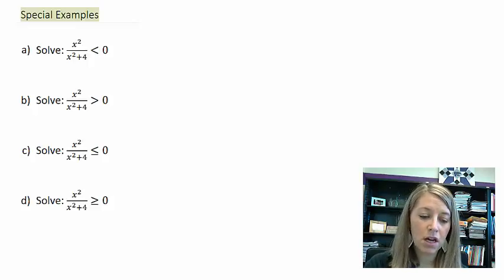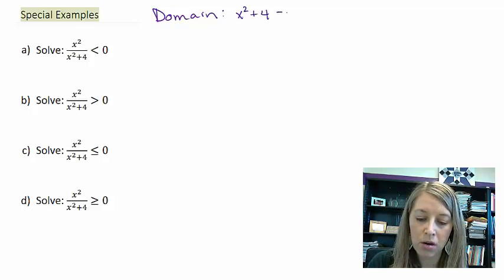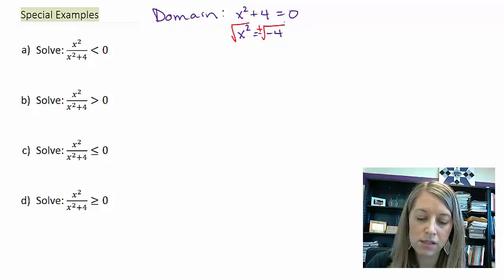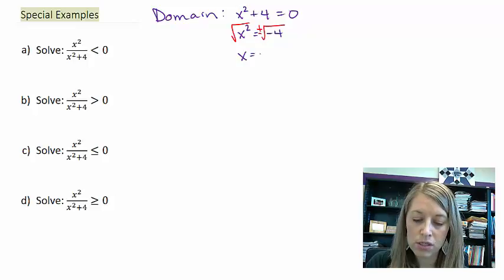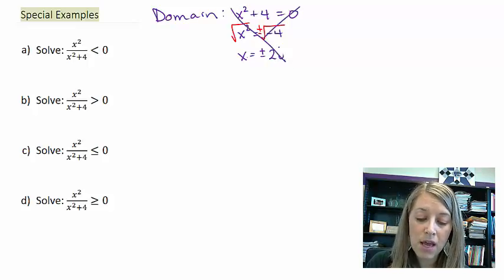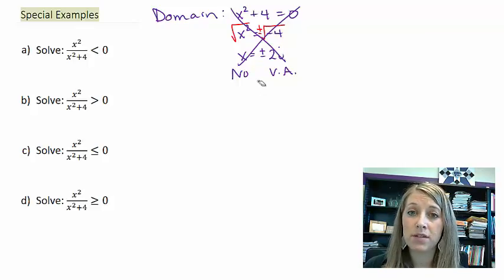Okay, so I need to talk about domains, so I don't forget to include my vertical asymptotes, which means I need to figure out where my denominator is equal to 0. So if I move my -4 to the other side, and if I were to take the square root of this, that would mean that x is actually going to equal positive or negative 2i. Well, i is imaginary. It doesn't make sense. We cannot graph it. So that means that I actually don't have any vertical asymptotes. So I don't have to worry about those. I don't have to put those on my number line or sign chart or whatever the case.